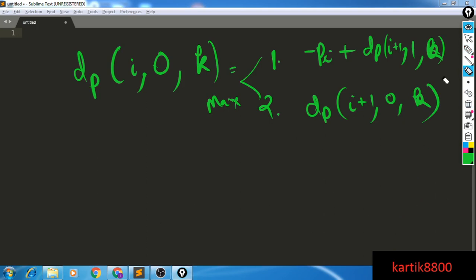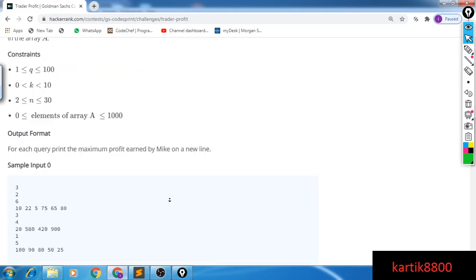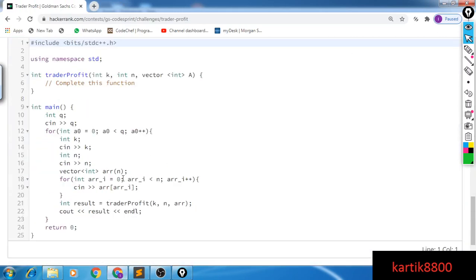So let's just implement this thing now. Hopefully this thing is clear, and with implementation your concept will be much more clear after that. So let's try implementing this. I have an integer k and integer n and this array. Let me define a recursive function that will help me solve the problem.